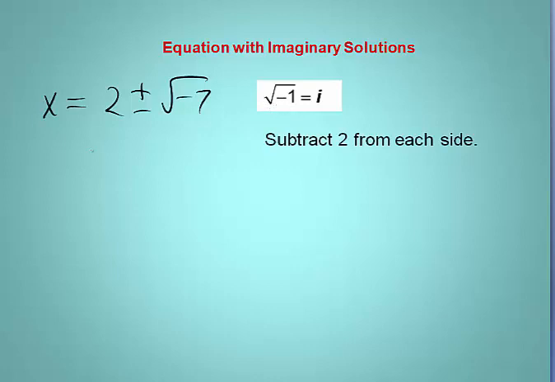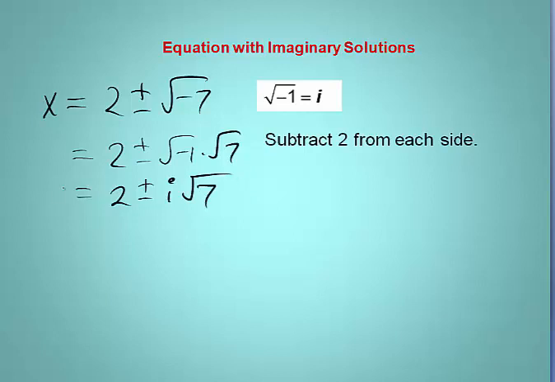Remember, the square root of negative 1 is just i. And that is our answer. Now, there's no need to separate that. We can't actually find a value. So we can just leave our answer like this.